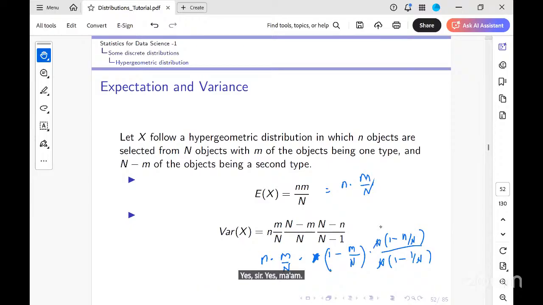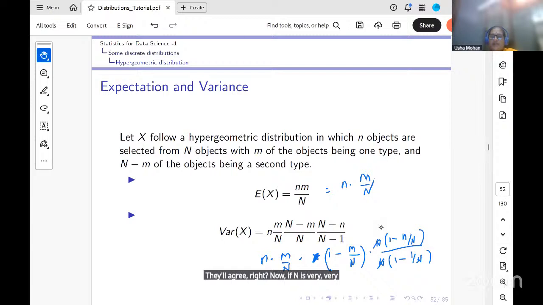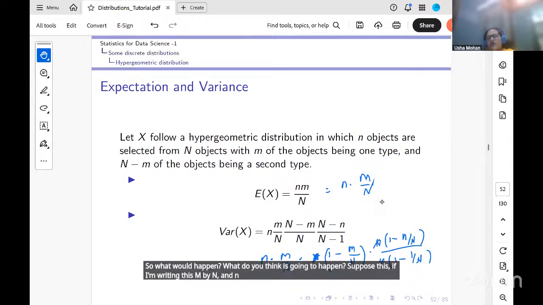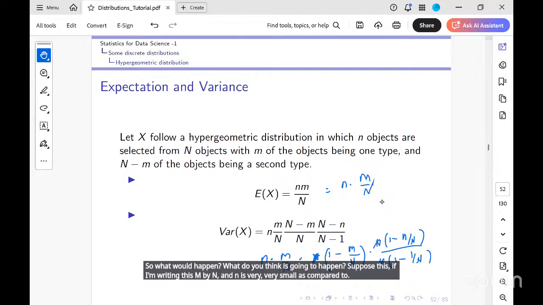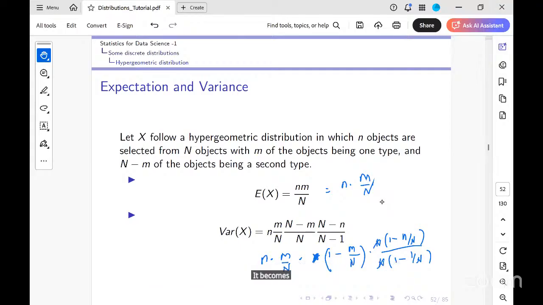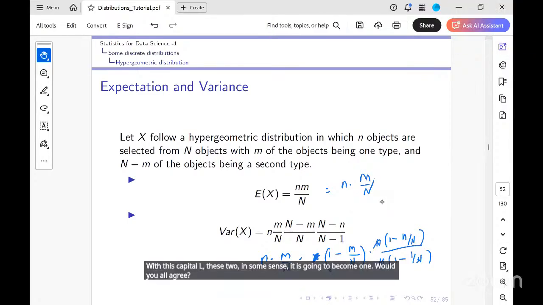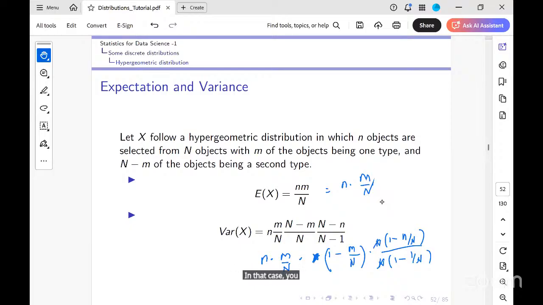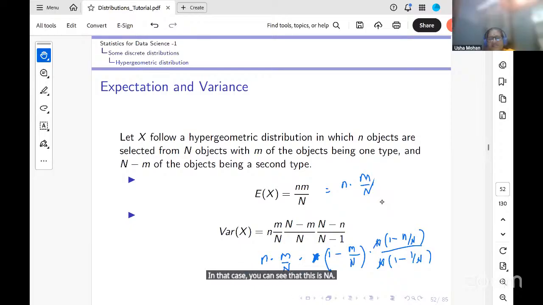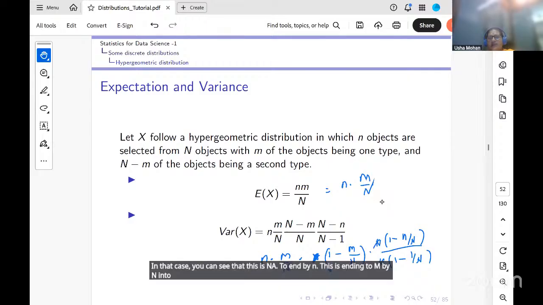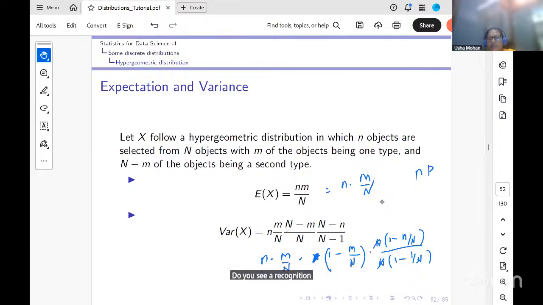Now, if n is very, very small as compared to capital N, what would happen? What do you think is going to happen? If I'm writing this n by N, and n is very, very small as compared to N, then it becomes 0, and 1 minus that is in some sense going to become 1. Would you all agree? In that case, you can see that this is n into m by N into 1 minus n by N. Do you see a resemblance to np into 1 minus p?